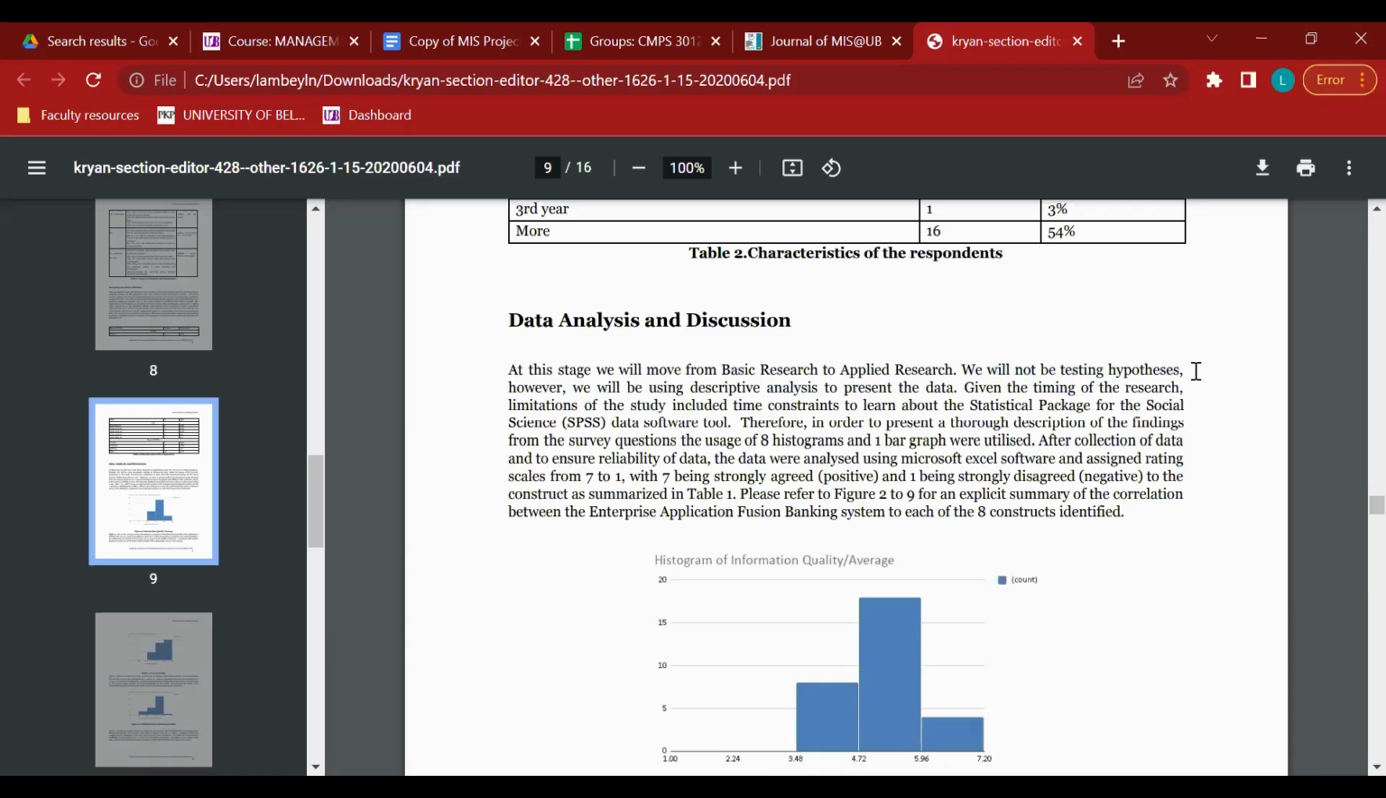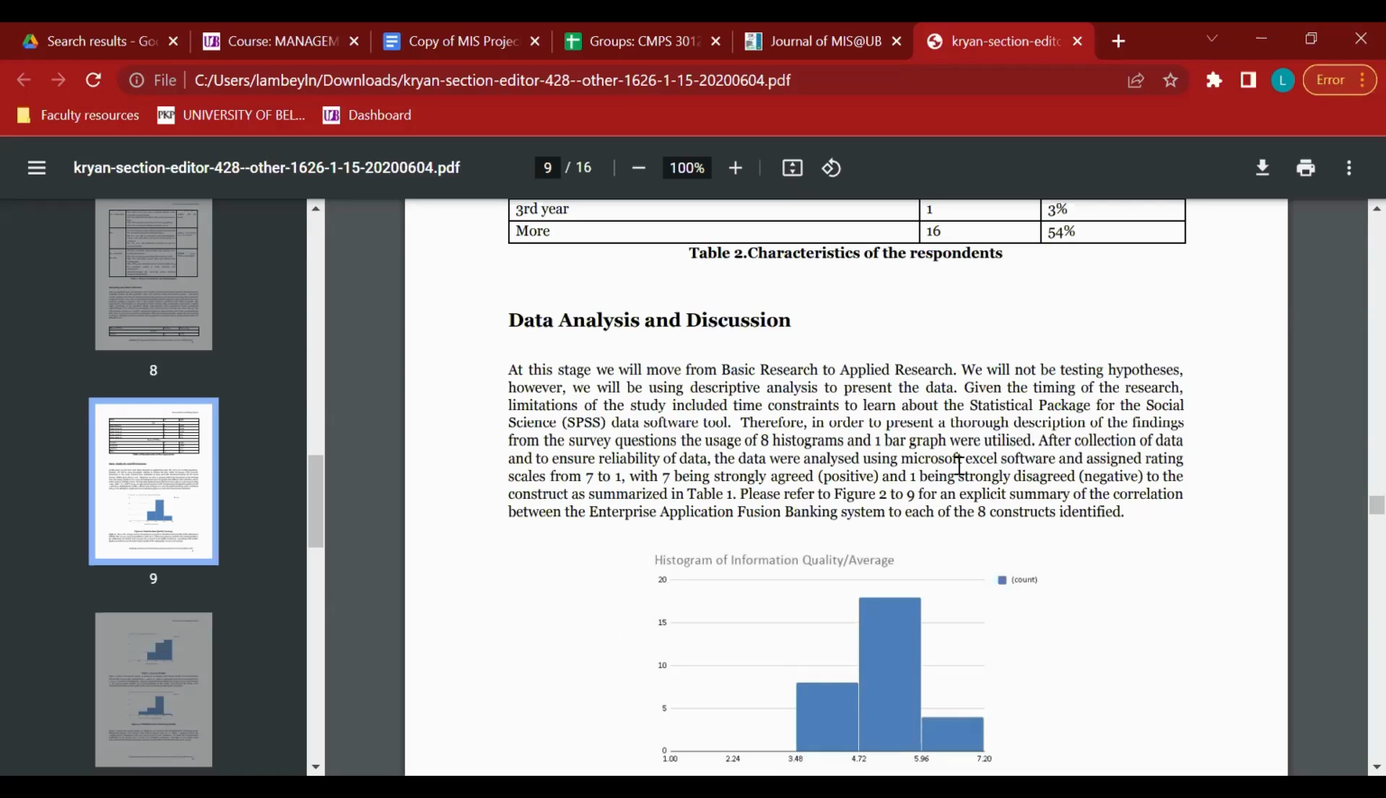Now, they mentioned as well, they will not be using the hypothesis testing. Although they mentioned their hypotheses at some point in their research, they went on to say that they're instead using descriptive analysis to present the data. And that's what they've done here. They've shown us the data and then they've gone on to explain. So if you're not quite sure what these are, you can go up and look into what descriptive analysis is and what it entails. They went on to also list some of their constraints. So they mentioned the timing of the research was one of the limitations they had.